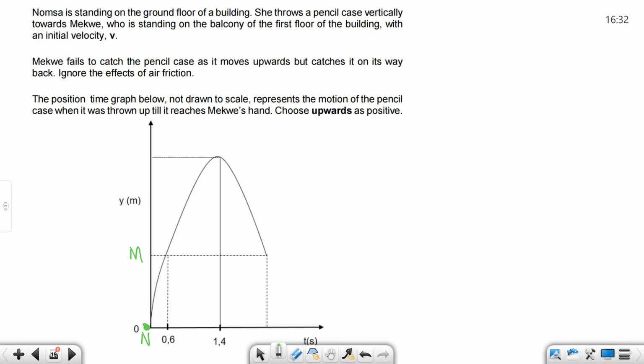So there are two types of projectiles. It could be dropped, but as long as the force acting on it is gravity, it's called a projectile. It could be thrown. The force acting on it as well is the force of gravity, which also makes it a projectile. So a projectile is an object that experiences only the force of gravity.